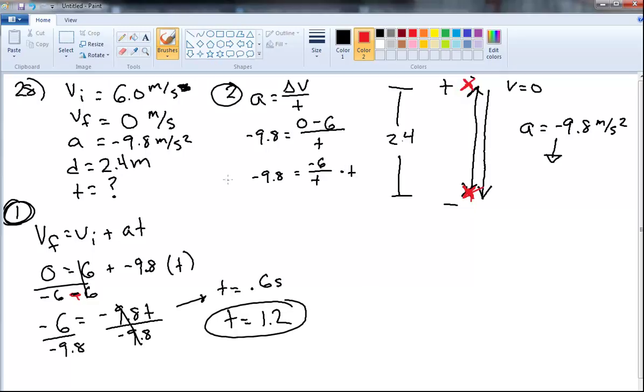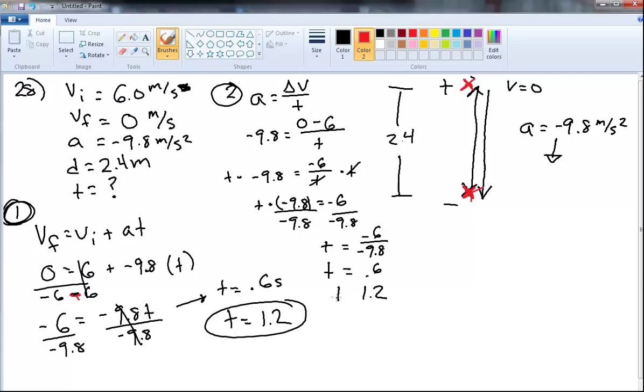If I multiply each side by T, it'll cancel on my right hand side. I'll be left with T times negative 9.8 equals negative 6. If I want T by itself, I can divide each side by negative 9.8. And in the end, I get T equals negative 6 divided by negative 9.8, which is going to be equal to 0.6. But remember, this is from initial kick to when it reached max height. So if it takes 0.6 seconds to get up, it's going to take 1.2 seconds total to go up and fall back down.